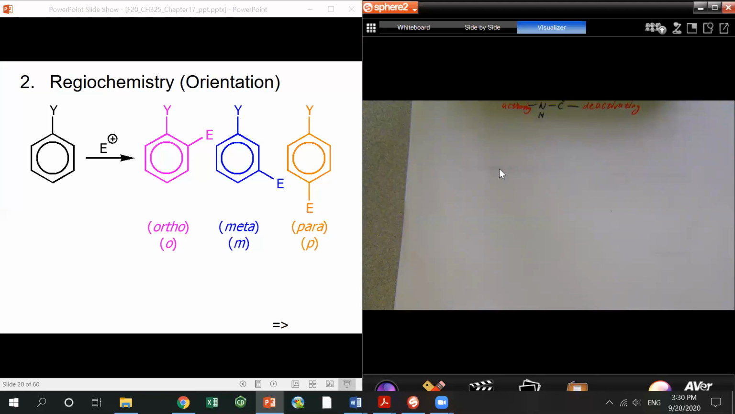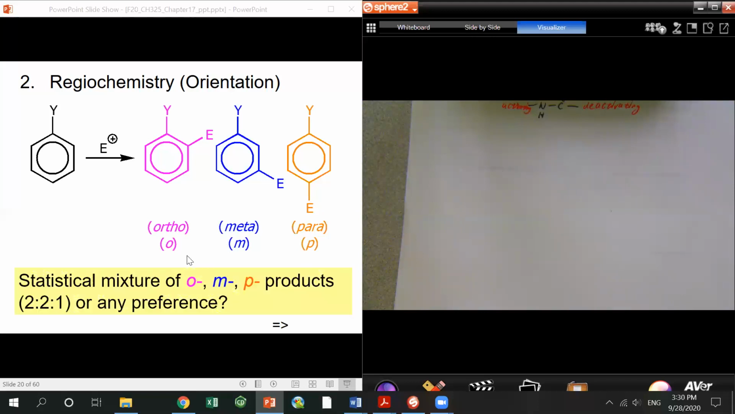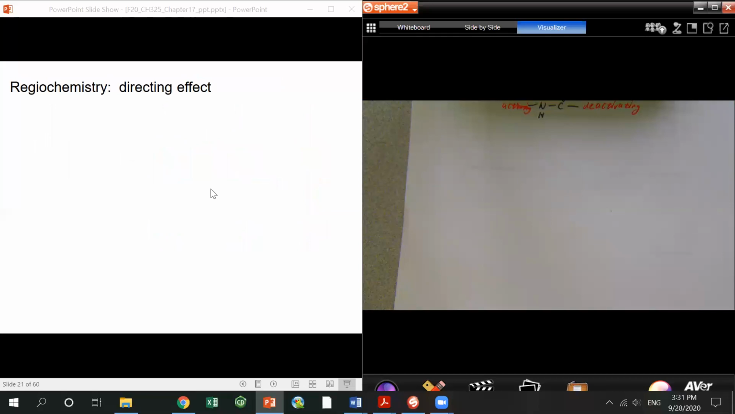Like I said, the first substituent group on the benzene determines the position of your second substituent group, either ortho, meta, or para. If there were no selectivity, you should get all three products in a 2:2:1 ratio, because there are two ortho, two meta, and only one para.